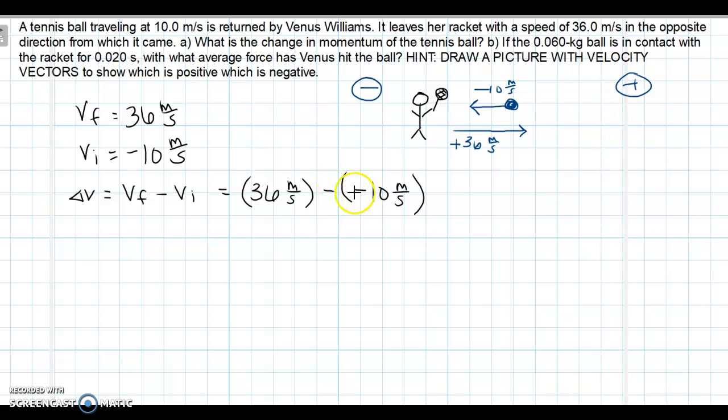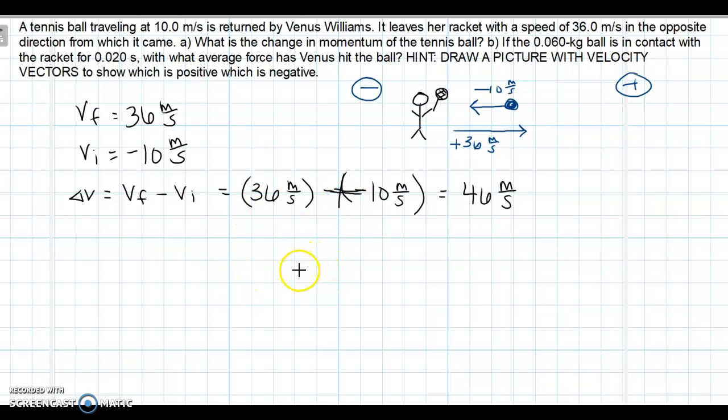When I see a negative minus a negative, all I do is create a little plus sign with that information, because a negative times a negative number is a positive number. So we have 36 plus 10 meters per second, which gives 46 meters per second. So that is our delta V. That is the velocity that we should be using in order to solve for momentum.